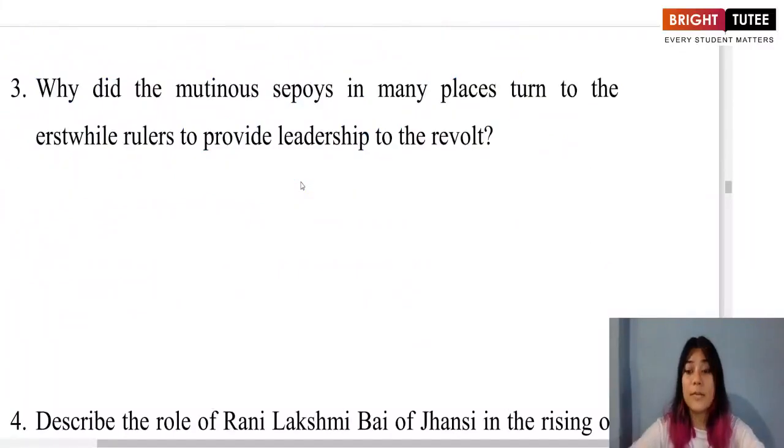Okay. Now the next question asks, why did the mutinous sepoys in many places turn to erstwhile rulers to provide leadership to the revolt? Why did they turn to their rulers? Like for example, in Awadh, the Nawab of Awadh, and in Jhansi, Rani Lakshmi Bai. So why did the sepoys or the people turn to their erstwhile rulers to provide leadership?